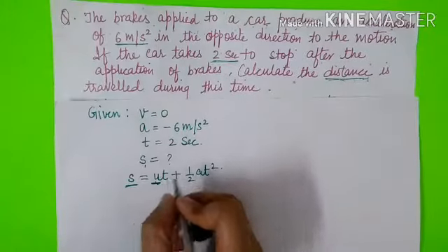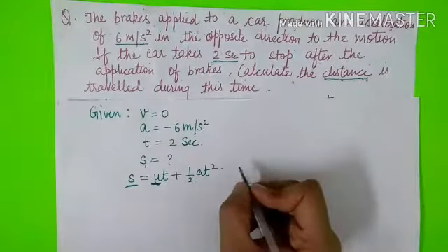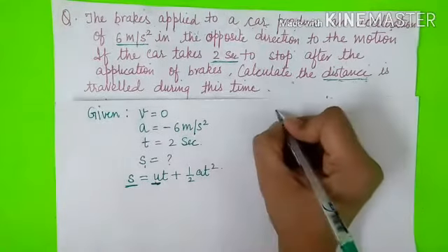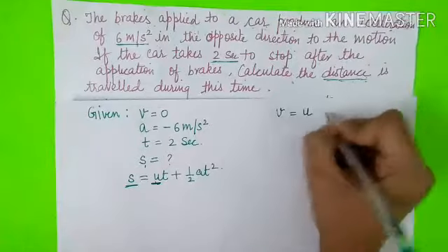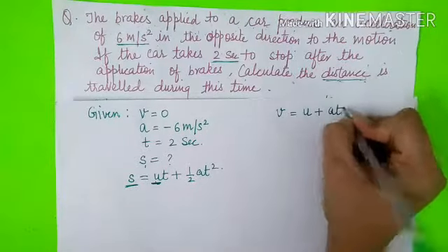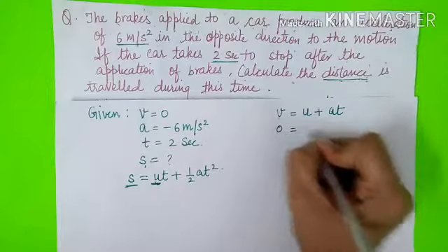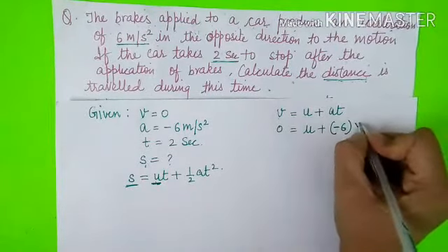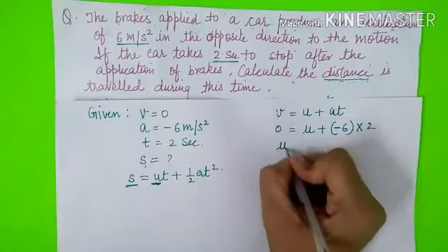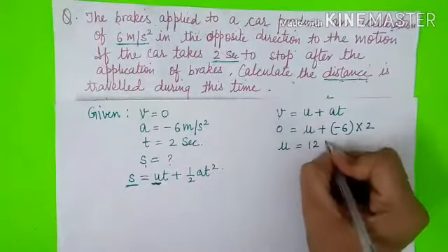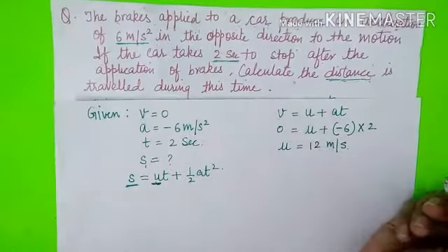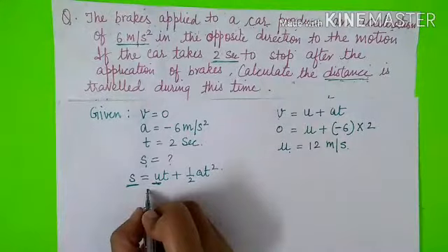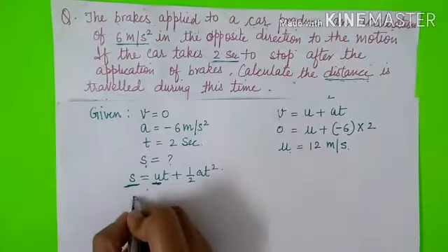Whenever in the same numerical we apply more than one equation of motion, first we apply the first equation of motion to calculate the initial velocity. V is equal to 0, so 0 equals u plus (minus 6) into 2. So u is equal to 12 meter per second, right? Now you can put the value of u into the second equation of motion so that you can calculate this distance.